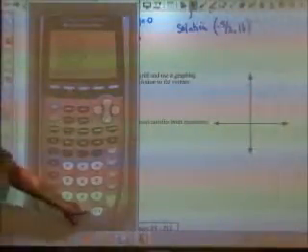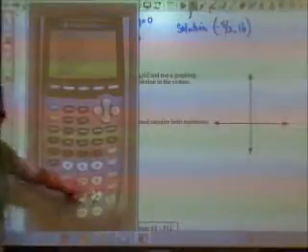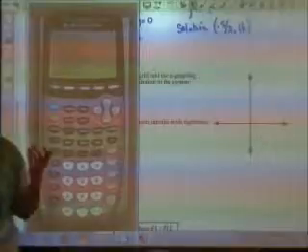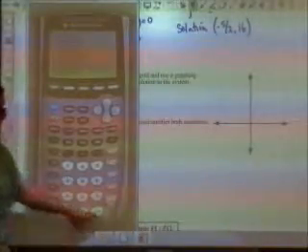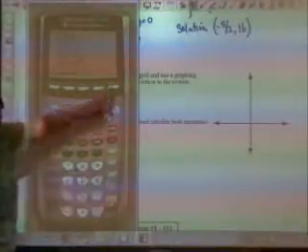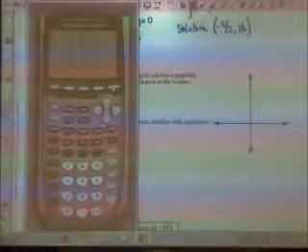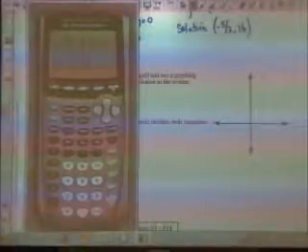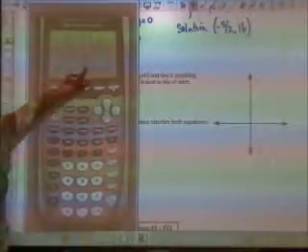So my window, I probably don't need to go up to 10, so I could go from -5 to 5, which is probably plenty. And then my y's, I don't need a lot of my y's. I could go maybe -4 and then go up to 20. And then see what that does. Because really what I'm looking for is these two intersection points.